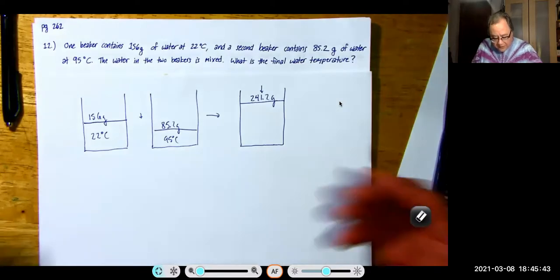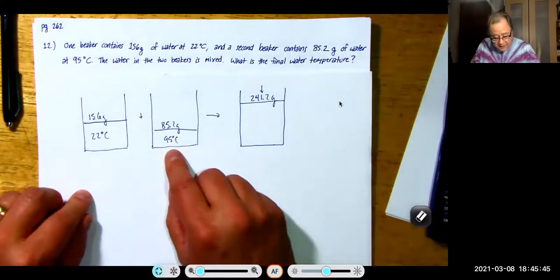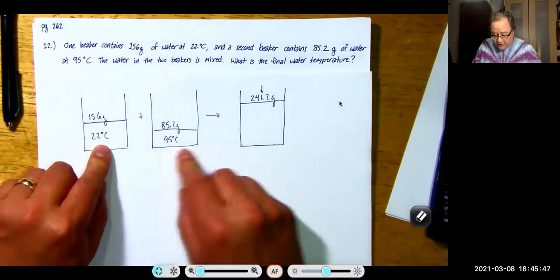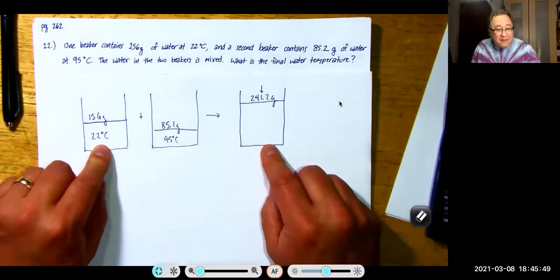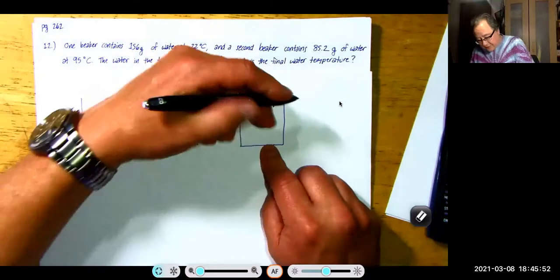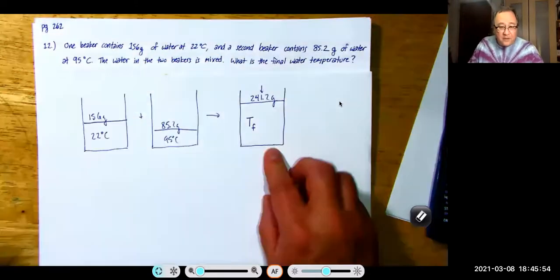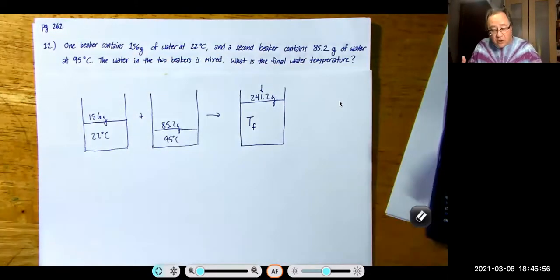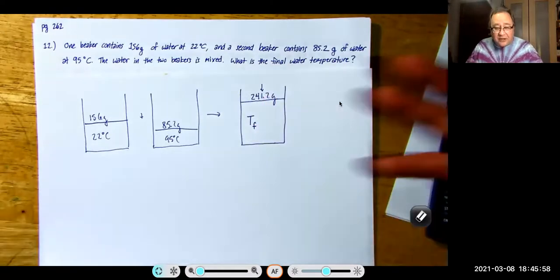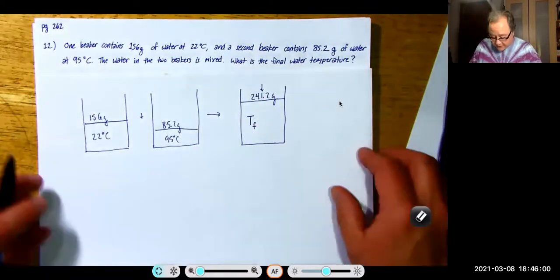So what will the final temp of this hot water be compared to the cold water over here? And the answer is they will be the same temp because of something called thermal equilibrium, where you put a hot object with a cold object, and when they exchange heat, they will both end up being the same temp. So we have T final here.